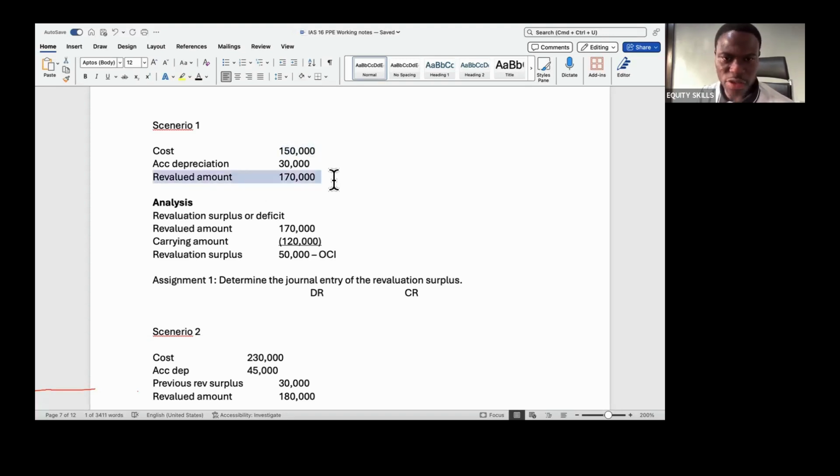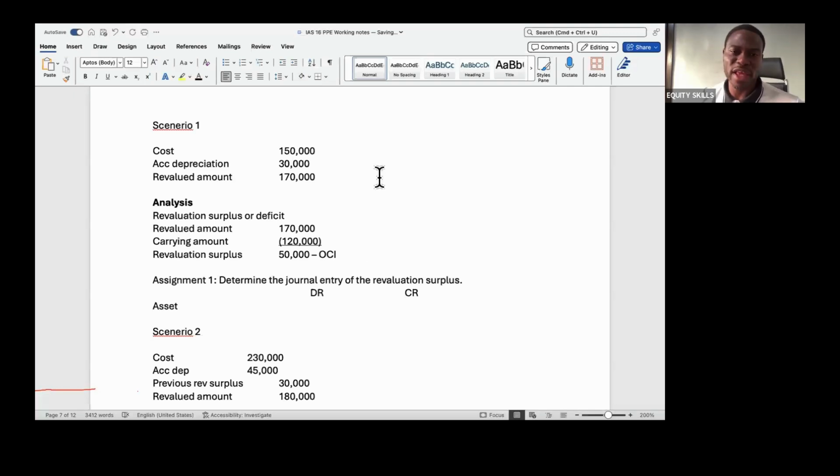What is the new value now? What is the new value of our asset now? The new value of our asset is 170. And this is where most of you did not get it right, because you were debiting assets with 50,000, thinking because we made a surplus, then let's debit our asset with 50.